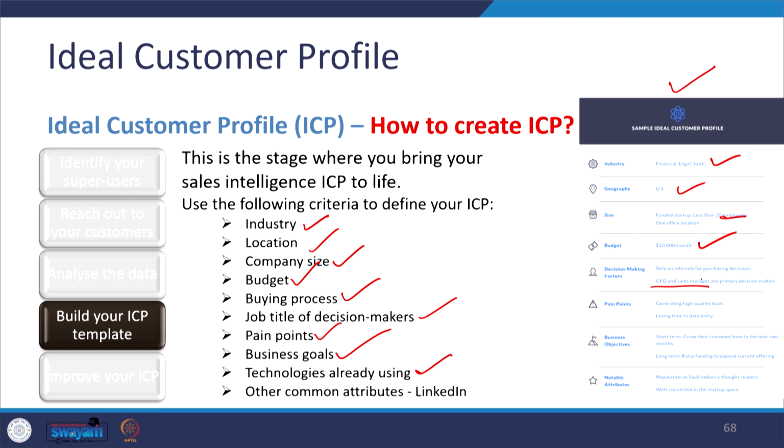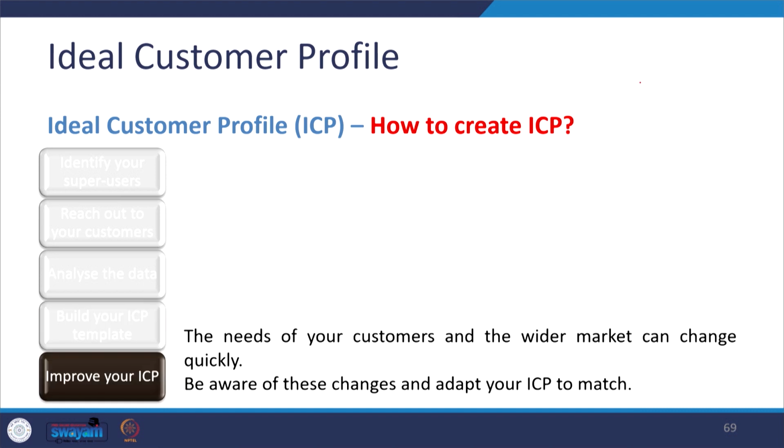The pain points are generating high quality leads, and they are losing time to data entry. So they maybe have manual database maintenance and all. And then there are their business objectives and notable attributes about that particular company, like they have a reputation as SaaS industry thought leaders or something like that. And once you have this template ready, improve your ICP again and again. The needs of your customers and the wider market constantly change. So be aware of these changes and adapt your ideal customer profile to match.